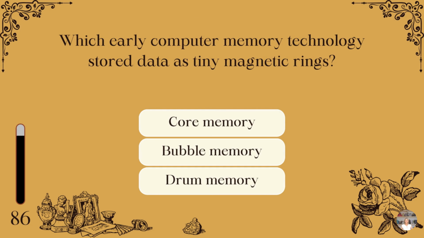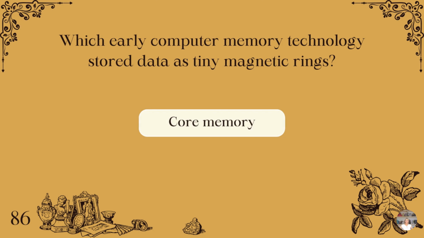Which early computer memory technology stored data as tiny magnetic rings? Core memory, bubble memory, or drum memory? Core memory.